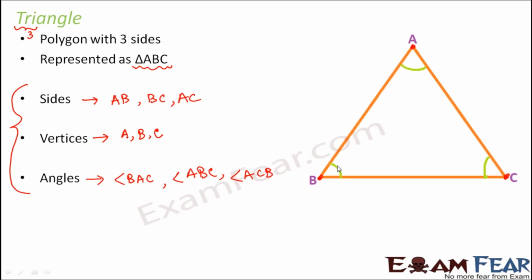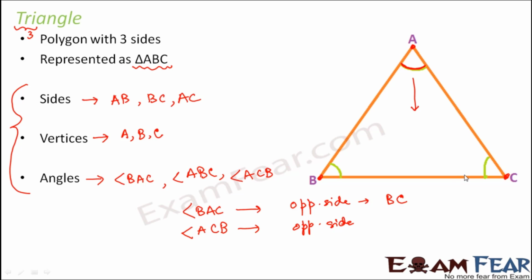Now, a couple of other things. Let's say this is angle BAC. For this particular angle, which is the opposite side? The side located opposite to it, that means the side which doesn't participate in the formation of this angle. So for angle BAC, the opposite side would be BC. Similarly, if you talk about angle ACB, which side is located opposite to it? It is this side, that is AB.